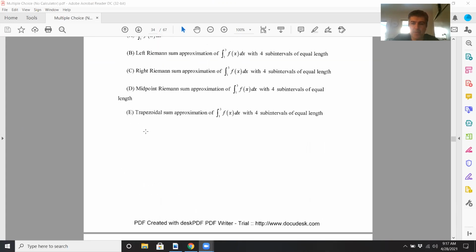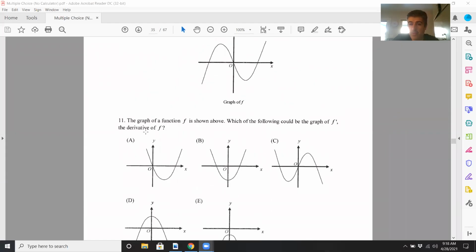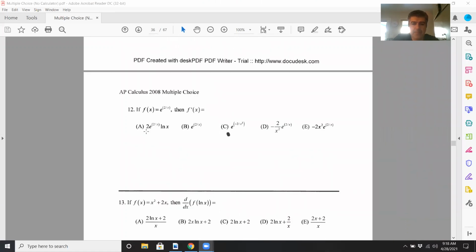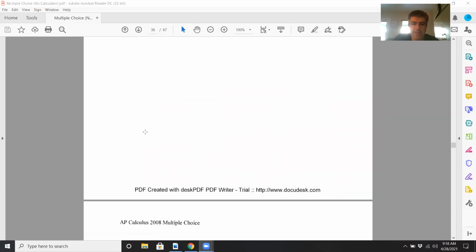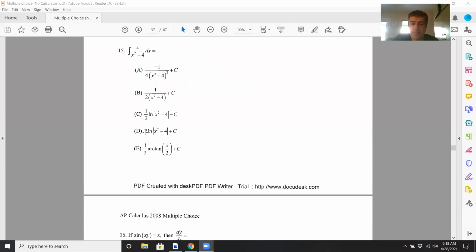FTC. This is a great FTC problem, especially as it involves EVT, the extreme value theorem. That's a great one. Number 10's a good Riemann sum problem. 11's good from section 5.3, where we had to look at the graphs of derivatives. Chain rule for 12. 13 is another chain rule one. 14 is really understanding concavity.